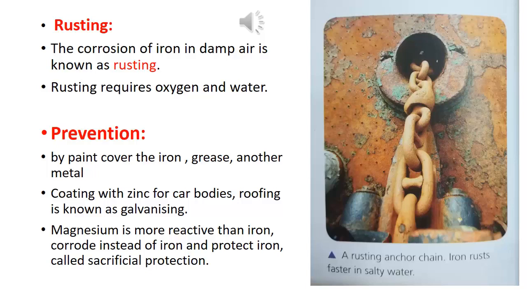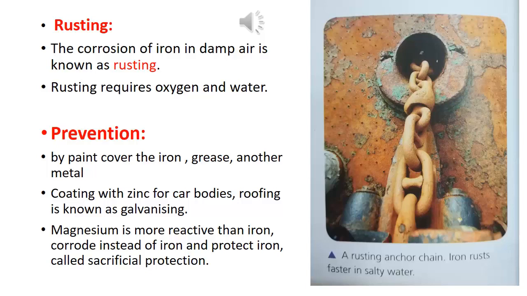The next topic is rusting. Look into the picture, you will get an idea about what rusting is. Rusting is what? The corrosion of iron. Corrosion of iron means iron is eaten away by what? Oxygen and water. That is the corrosion of iron in damp air. Damp air means wet air. So when oxygen and water fall on the iron, it is eaten away by them. So the corrosion of iron takes place in damp air. So rusting requires what? Oxygen and water.